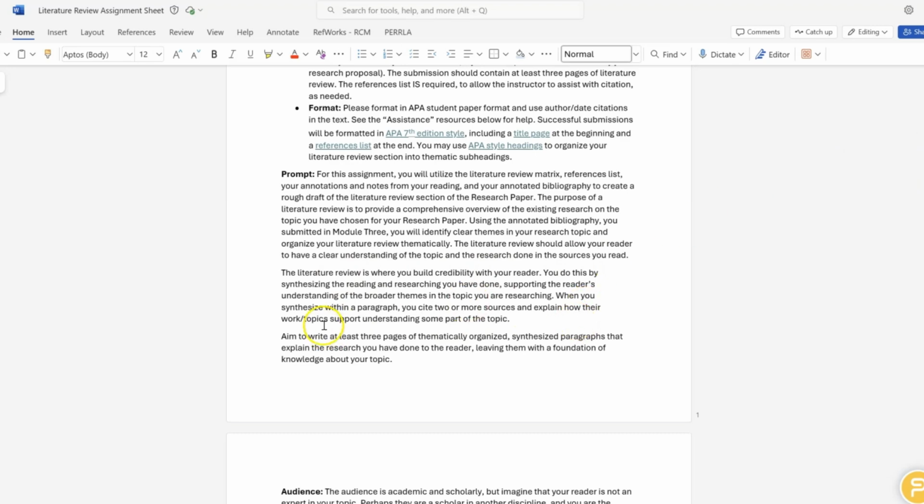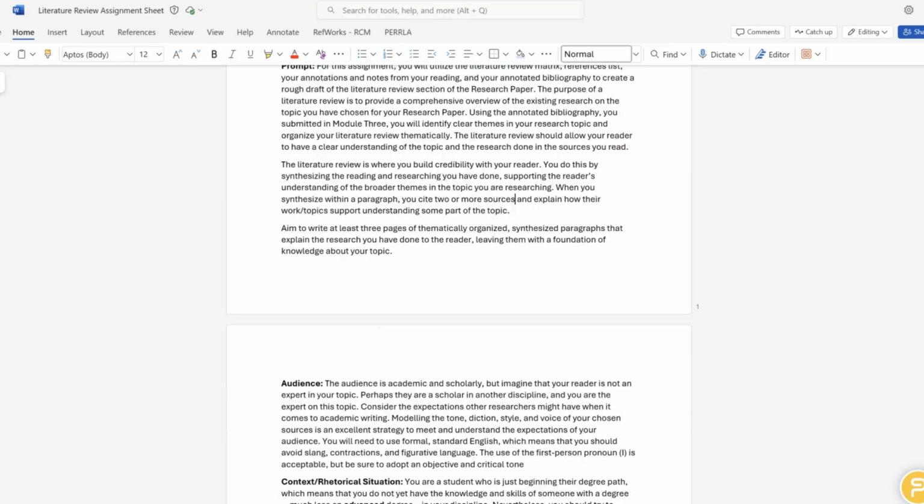When you do synthesize within one of your paragraphs, you must cite those sources. So this would be that in-text APA citation that is now required again. We are not in annotated bibliography territory. You must have in-text citations. So cite two or more of your sources and explain how this topic or these ideas support your understanding of an aspect or a facet of your topic.